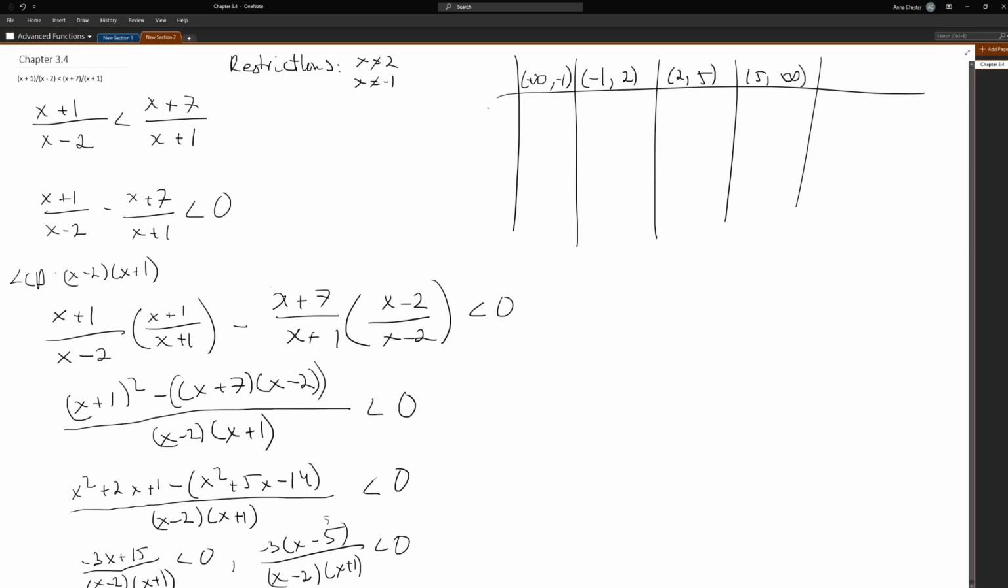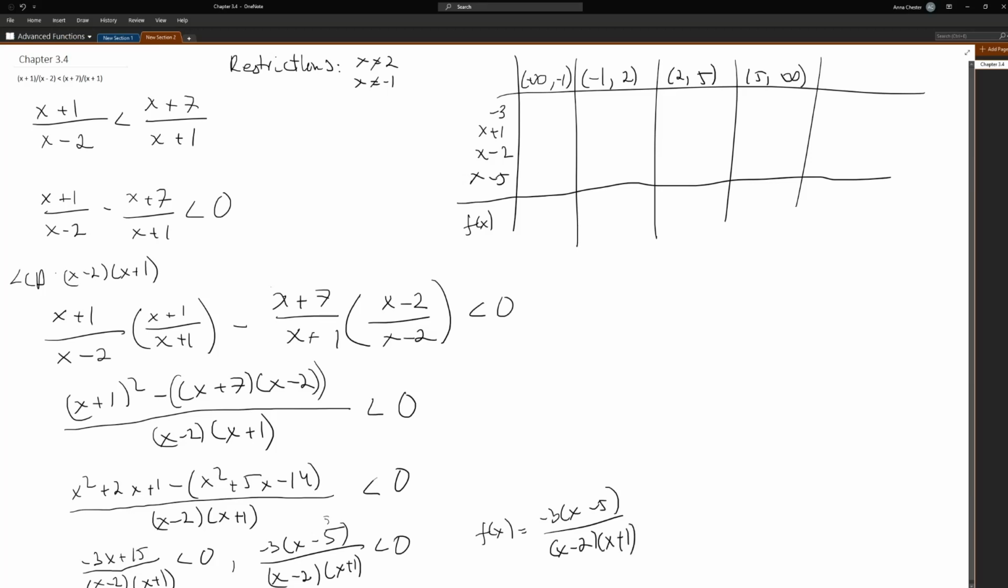Now we write down all the factors that we have. First of all, I like to write the -3 down. You could write -3x plus 15, but this is just personally my favorite way to do it. Then I'd write them in order of increasing values, so x plus 1, x minus 2, and then x minus 5. Again, over here, this is our function. Let f of x equal -3 times (x minus 5) over (x minus 2)(x plus 1). Again, don't do this horizontally.